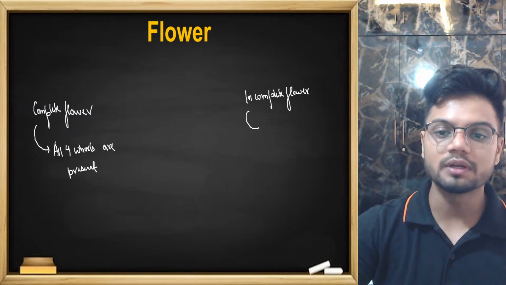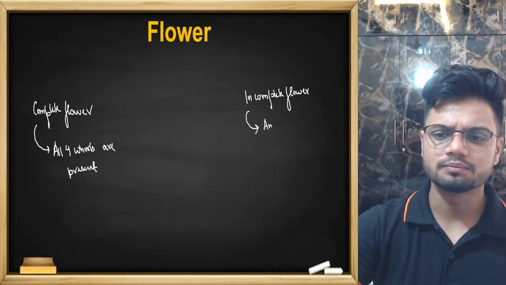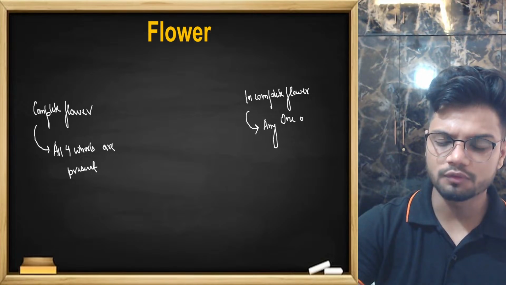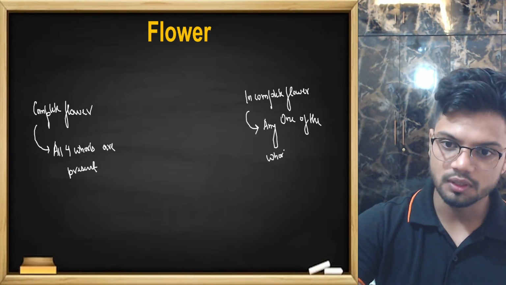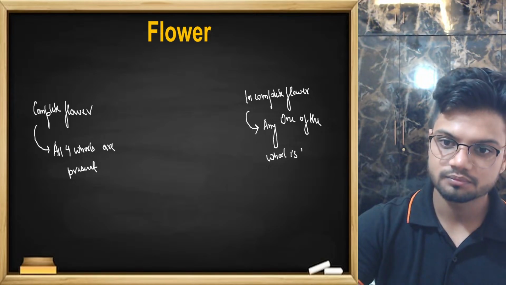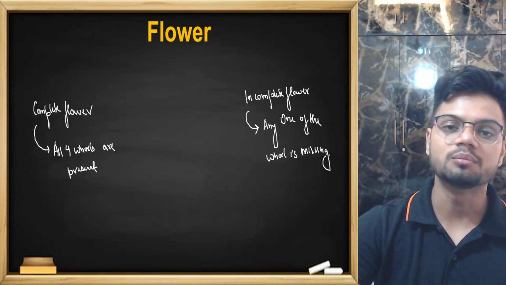Then what is the incomplete flower? An incomplete flower is a flower in which any one of the whorls is missing. That is called an incomplete flower.